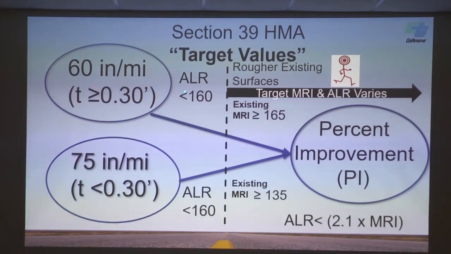Okay. So when we have 3/10 or greater, we're going to use the 60 target spec, and if we're overlaying an existing road that's over 165, then it goes to percent improvement. If we're doing these thinner lifts, less than 3/10, we're going to use a 75 target. And if that pavement gets too rough, we're going to adjust the spec up. If it gets rougher than 135, then we're going to say, okay, you're going to have a moving target.